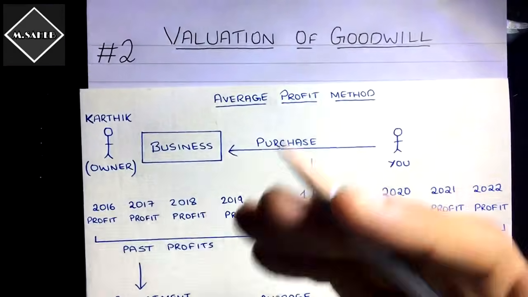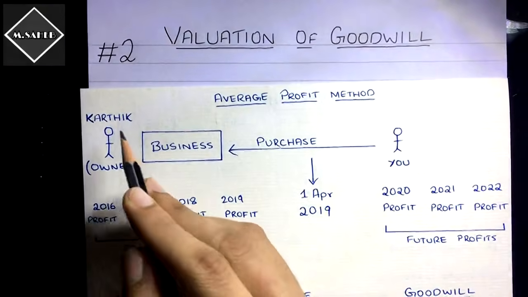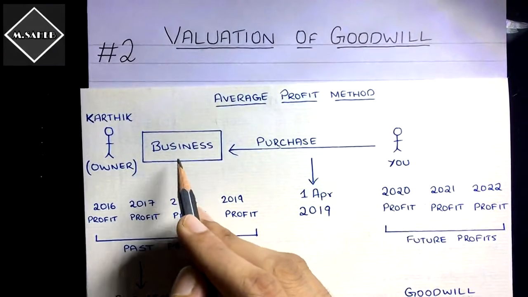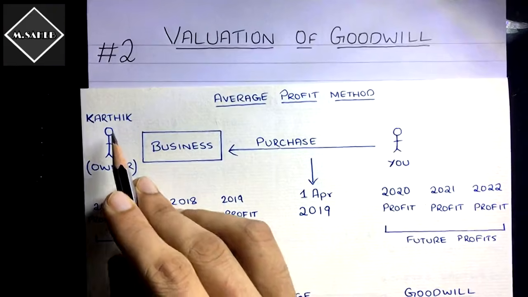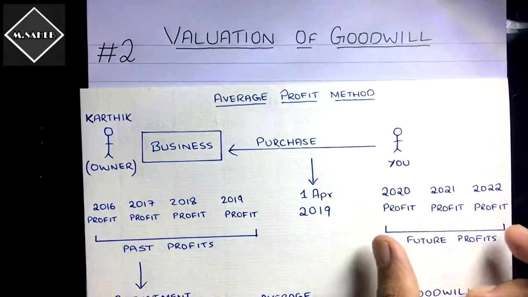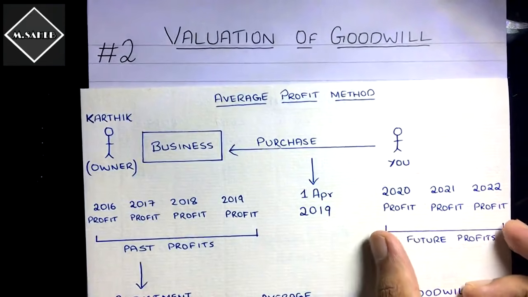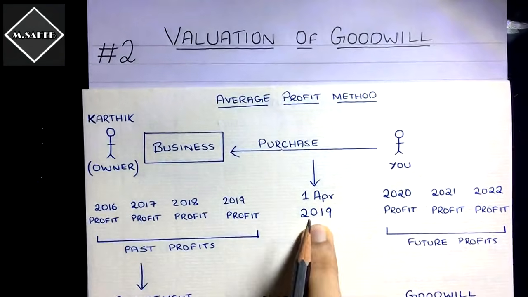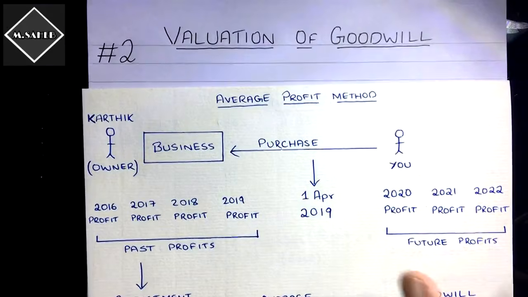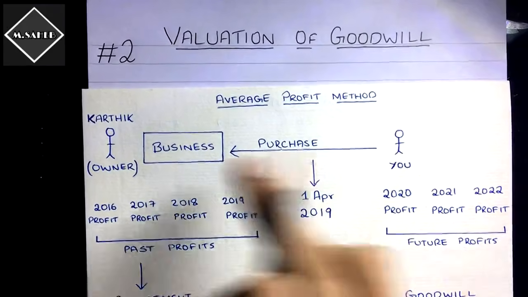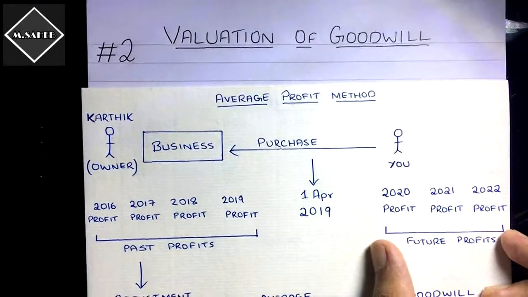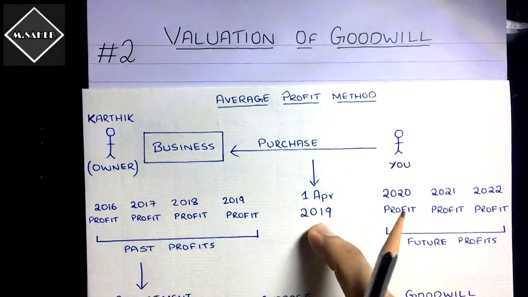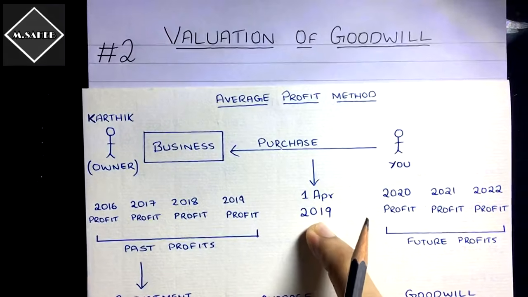Why extra? Because Karthik has put so much effort into his business, and you are getting a ready-made business, and you have to compensate Karthik for the future profits which he will be missing out on, right? Because he is selling you his business on 1st April, he will be missing out on these profits. So you have to compensate Karthik for these future profits which he would have been earning if he hadn't sold his business on 1st April 2019.